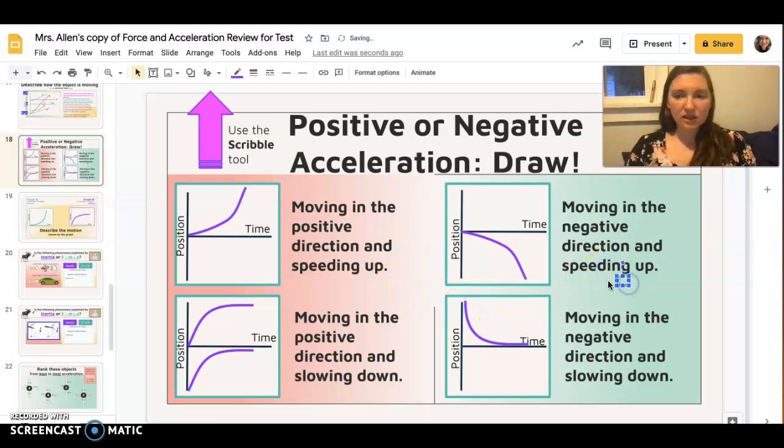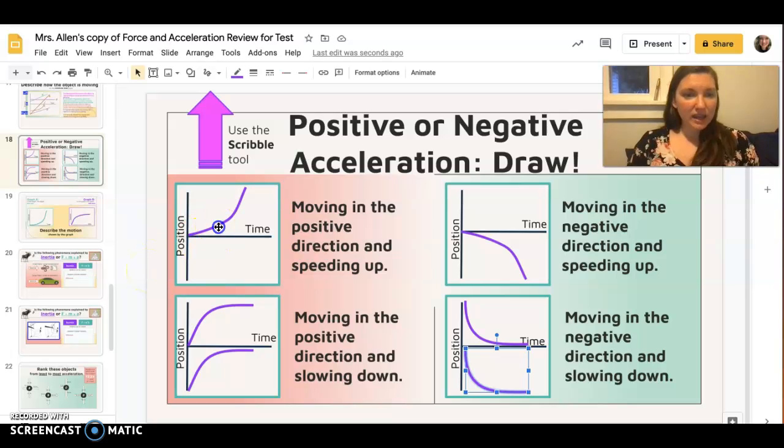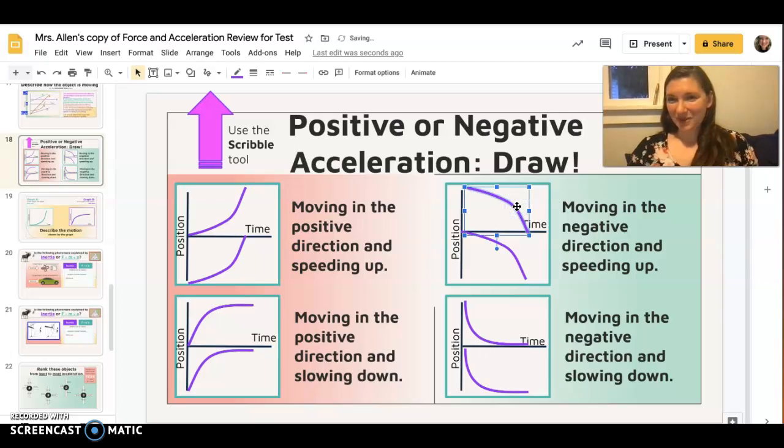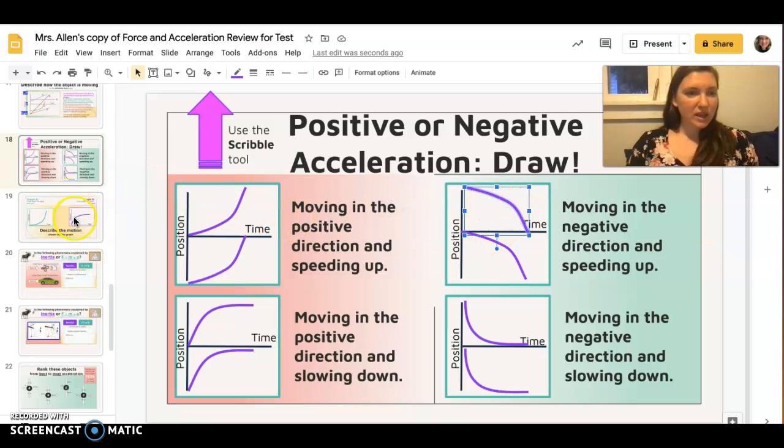Hold on. Let me get rid of that. This can also look like this. This is also moving in the negative direction, and it is also slowing down, okay? So it can be getting towards 0, or it can be getting farther and farther negative. Either way is fine. And I guess that said, this can also look like this, and this can also look like this. Okay? If this was a velocity time graph, we would show it differently, but on a position time graph, that's what that's going to look like.